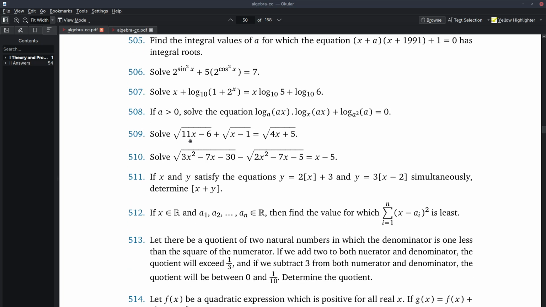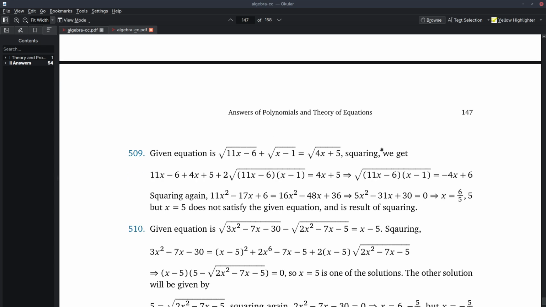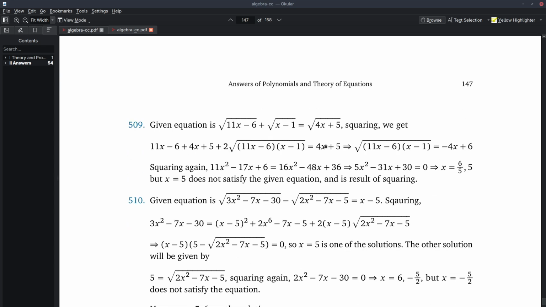Question 509 says that solve square root of 11 minus 6 plus square root of x minus 1 is equal to square root of 4x plus 5. So we square once, we arrive at this equation, and then you bring everything to one side and then you square again, and you obtain the equation 5x square minus 31x plus 30 is equal to 0, which gives x is equal to 6 by 5 and 5. But if you put x is equal to 5 here, it won't satisfy the equation. So that is an extraneous root, and it comes from the squaring. When you square the equation, extra roots will be introduced. So if you put x is equal to 6 by 5, you will have a solution.